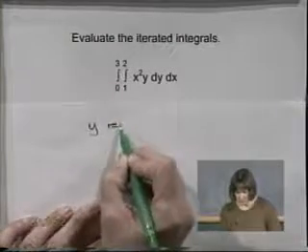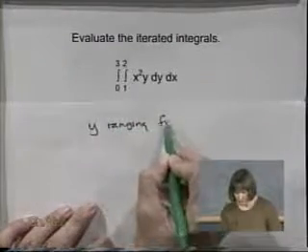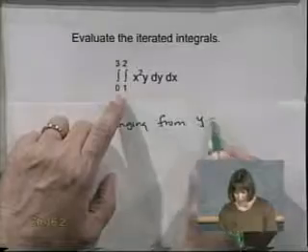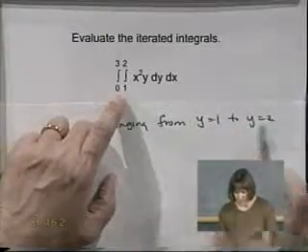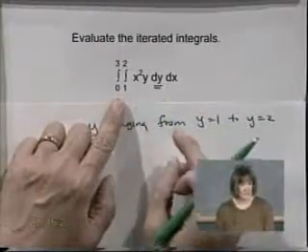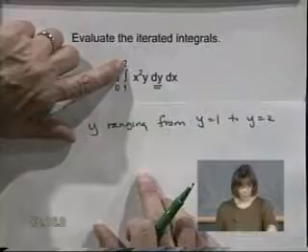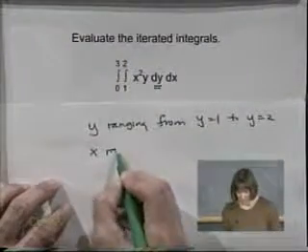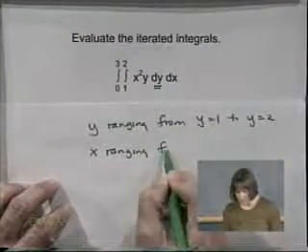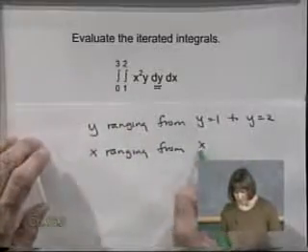y is ranging from y equals 1 to y equals 2. Notice I have dy on the inside, and so this first limits of integration is saying y is ranging from 1 to 2. All right, what is x ranging from? x is ranging from 0 to 3.